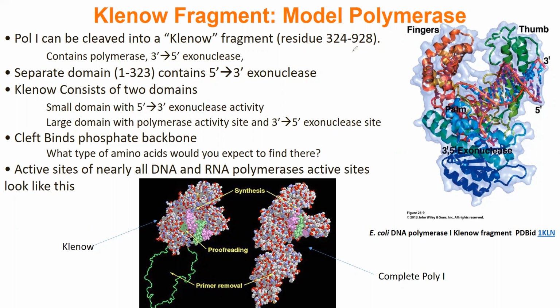Roughly 600 residues, 324 to 928, has our 3' to 5' exonuclease. And it's also where we're going to be adding our new nucleotides, which we're going to go over in a separate slide. The smaller domain is where your 5' to 3' exonuclease is, where we can start removing some primers. And when we look at this, how it binds, it's kind of hard to see, but there's actually DNA in this picture, right?